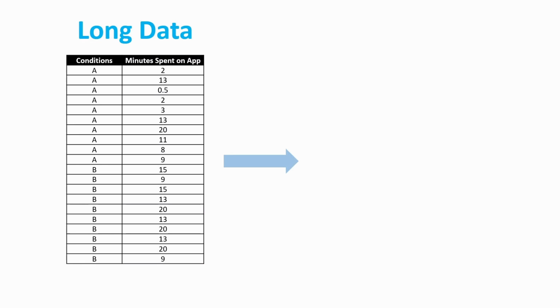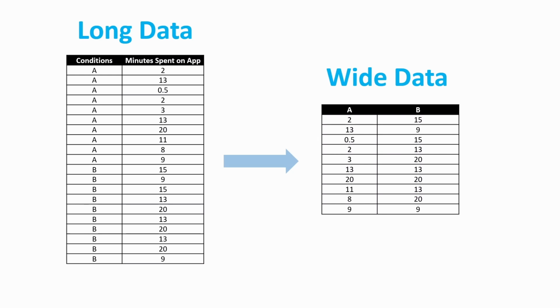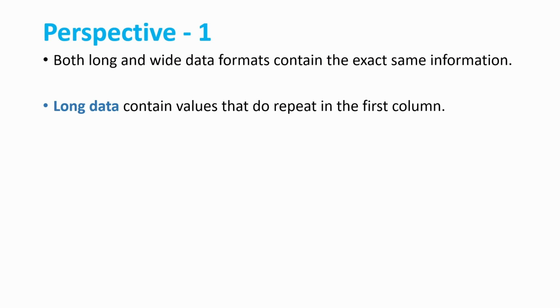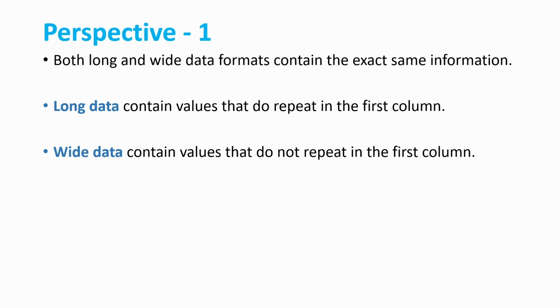So this data table can be transformed into another format called wide data format. As you can see, it puts condition A as one column and condition B as one column. In this tutorial, I'm going to explain two perspectives. The first perspective to distinguish long versus wide data is that in the long data format, the first column has values that repeat. In the wide data format, in the first column, there's no repeat value.